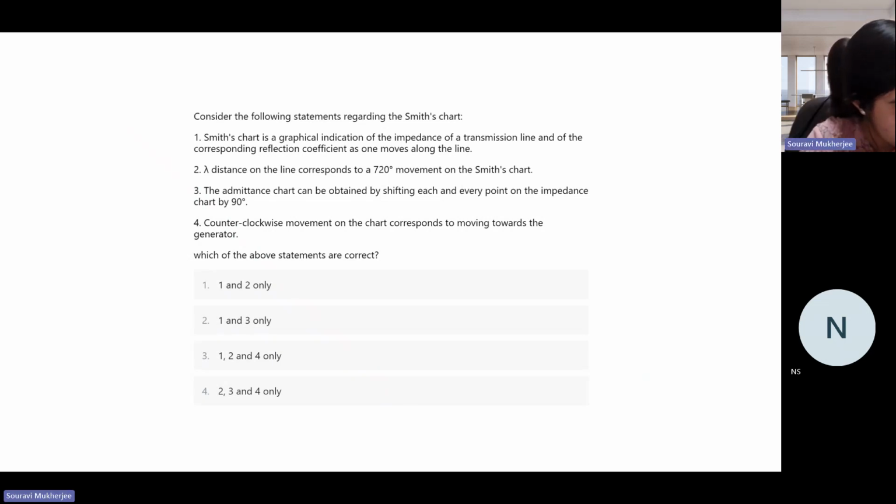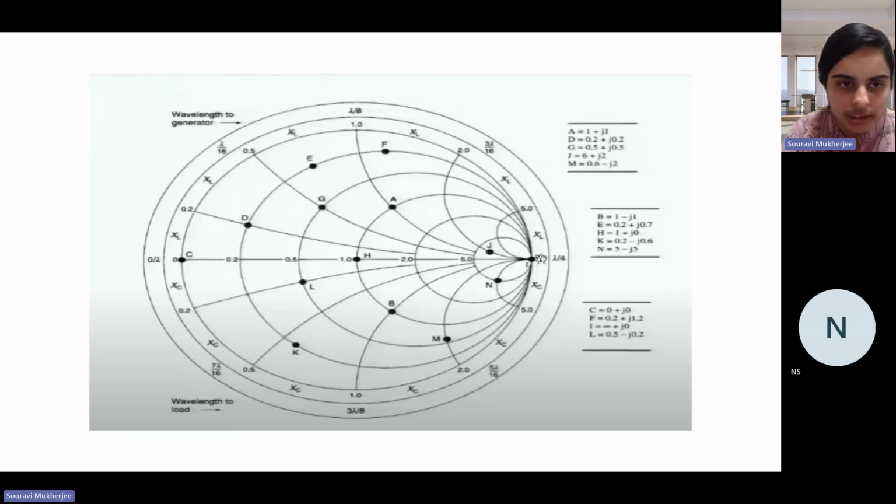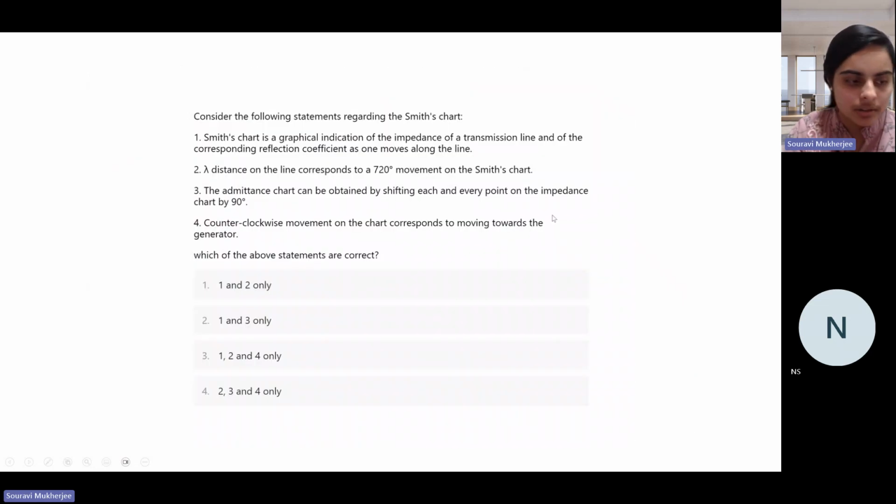R equal to 0 is the largest constant R circle, right? Yes. If you look here, this is the point where your R is equal to 0, so this is your constant R equal to 0 circle. Similarly, this is your R equal to 1 circle, which you call the unit circle.